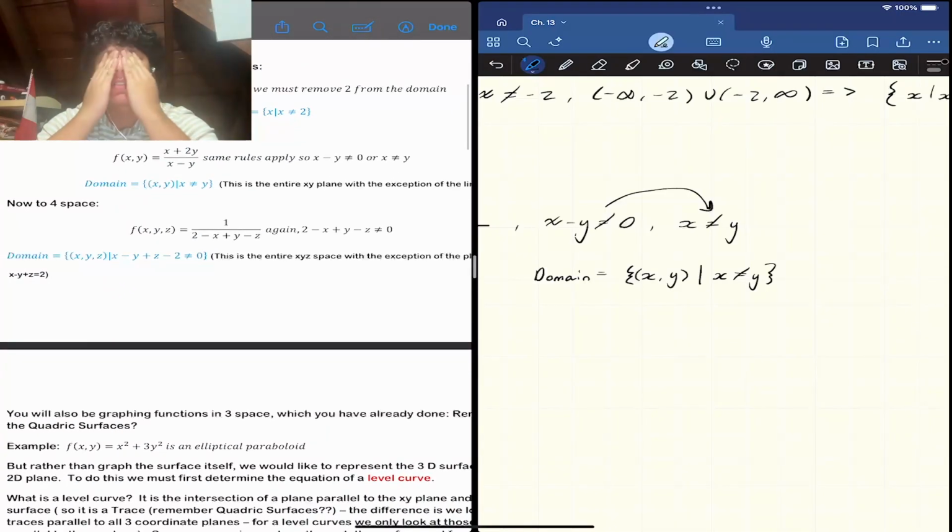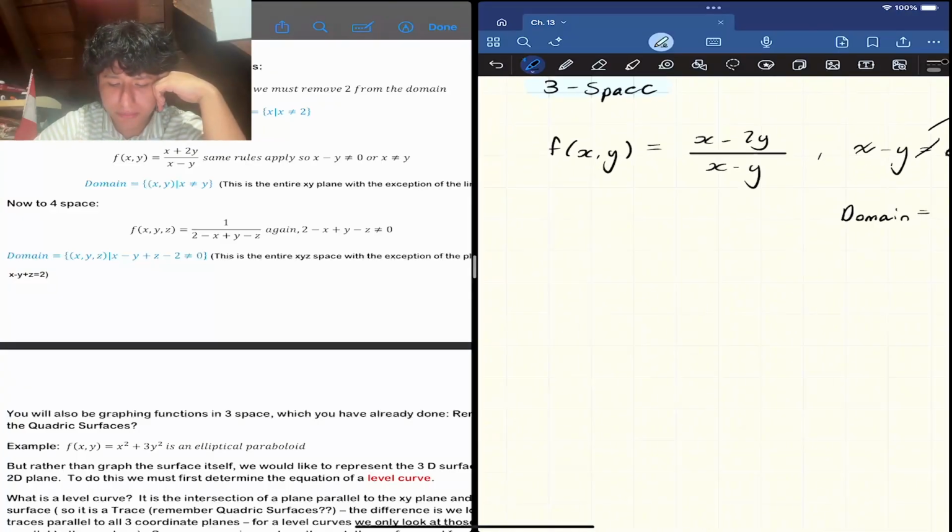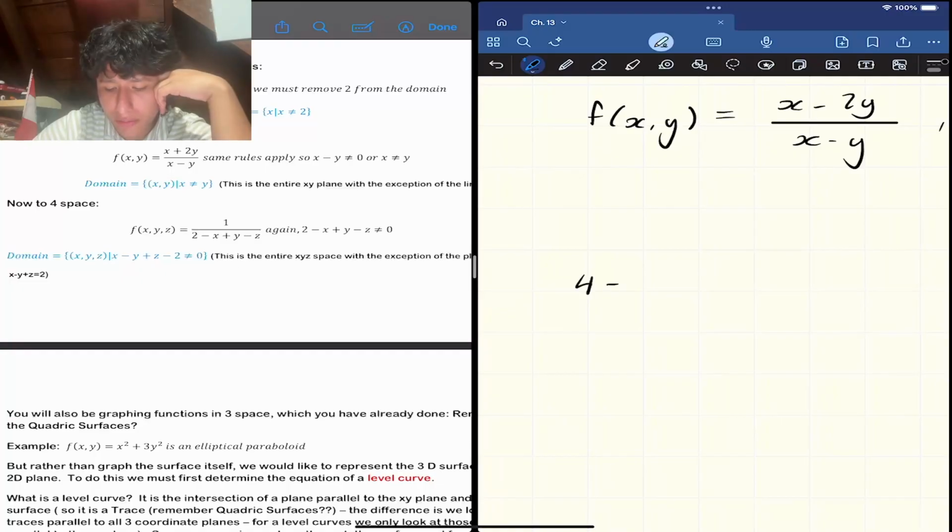For 4-space. So I wonder what application there is for physics, for example? Like, what would be the fourth dimension in physics? Who knows?